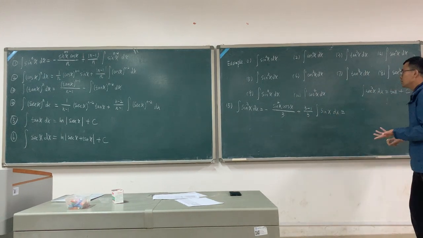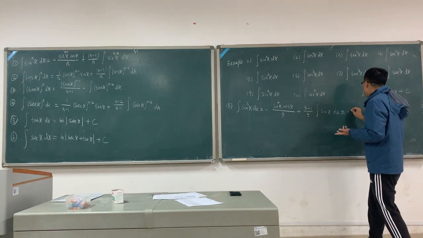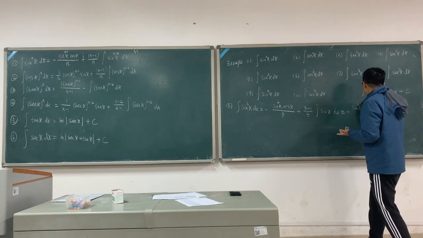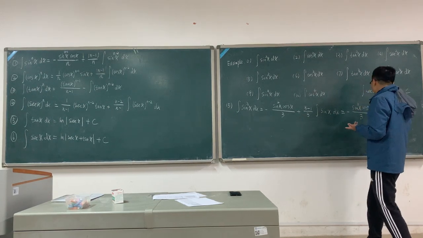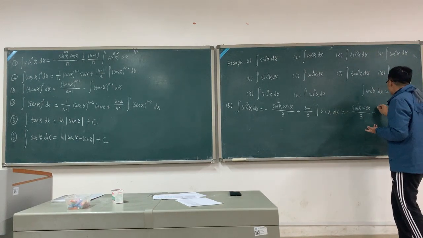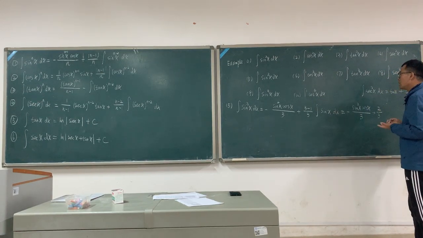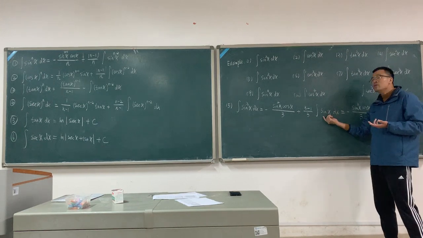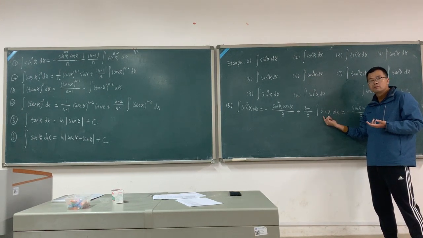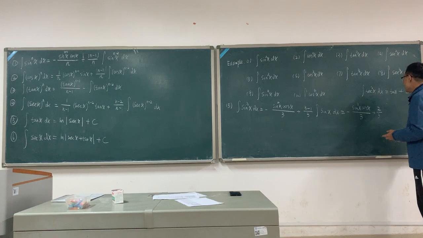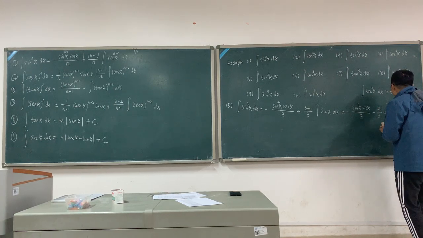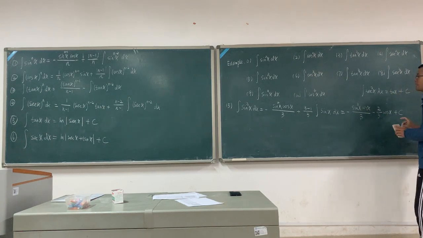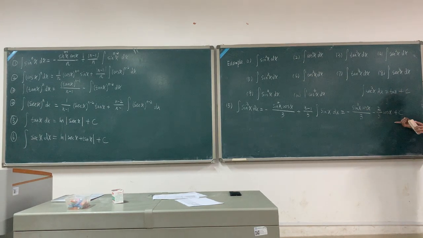So the result should be minus sin x squared cosine x by 3, plus 2 by 3 times the antiderivative of sin x, which is minus cosine x, plus the constant. So this is the result.